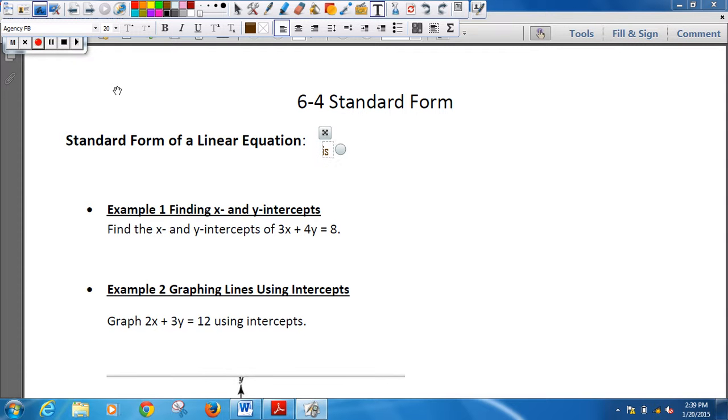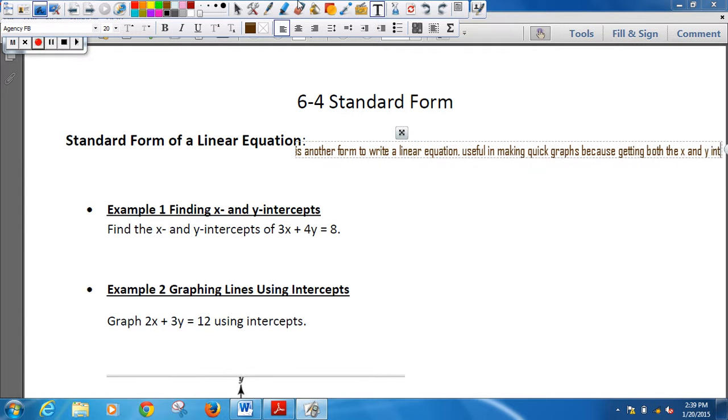It is another form to write a linear equation. It is useful in making quick graphs because getting both the x and y intercepts is easy.